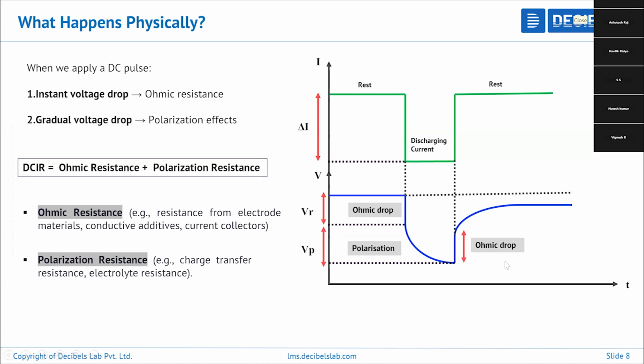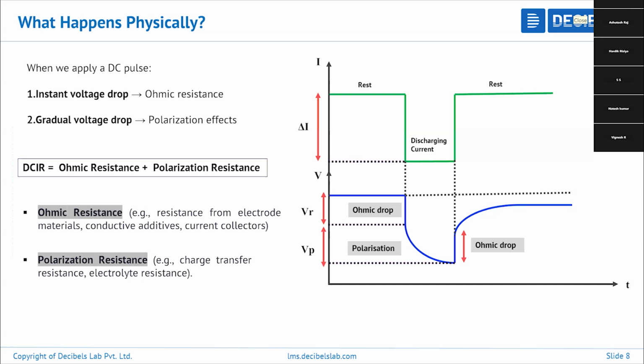Again, during the rest condition, you will see a sudden rise in the voltage. Then again, with the rest condition, in the relaxation mode, your voltage will rise to some different potential level. So DCIR is basically an instant voltage drop associated with ohmic resistance. Then there will be a gradual voltage drop associated with the polarization effect. So we can tell here that DCR is not just one value.